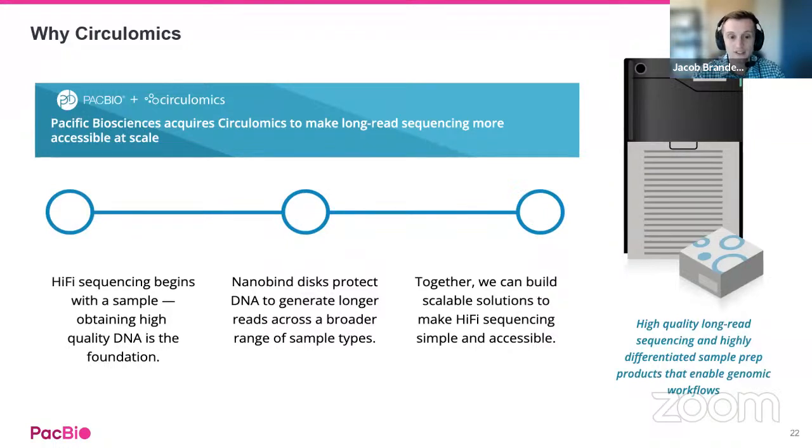We felt that Circulomics had the best product on the market for extracting high molecular weight DNA using their Nanobind disk technology. We're excited now to be able to offer those kits as part of our overall workflow. So now you can have PacBio reps support you from DNA extraction all the way through DNA data analysis.